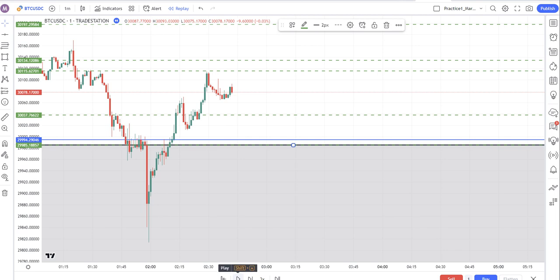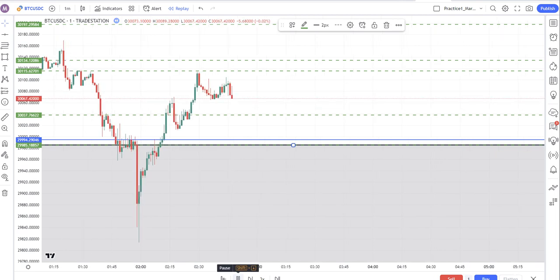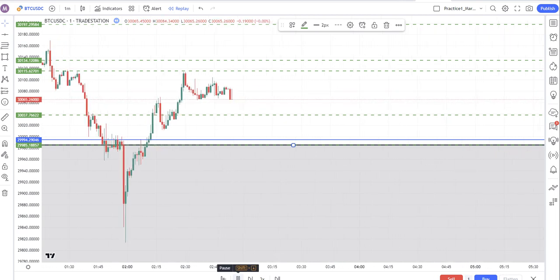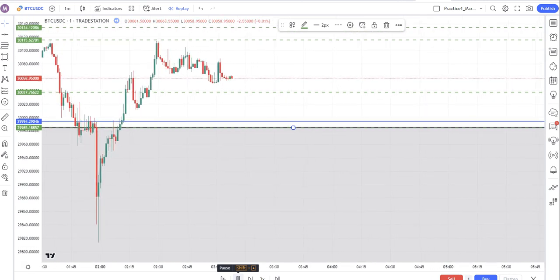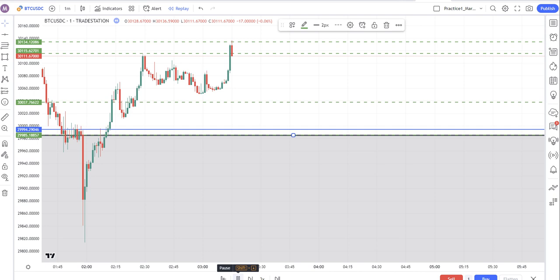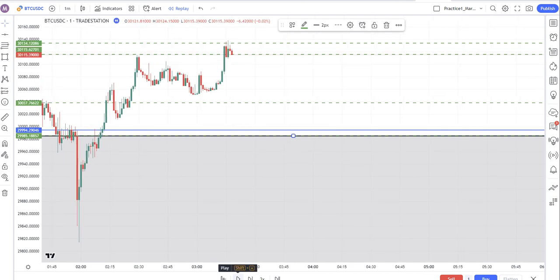So let's see. Let's go. Comes down. So it doesn't quite do as much. See, it keeps in that range. Now, okay. Price goes back to hit profit target 2 again and moves up and hits here. You see it hits profit target 2.